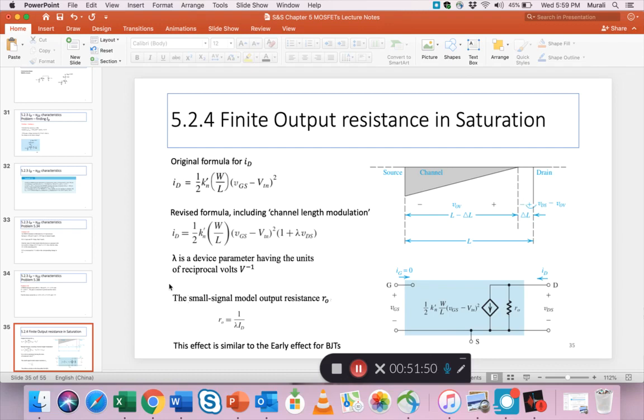Okay. So this effect is similar to the early effect for BJTs, and if you run into a problem where they say, okay, now do include the early effect or the channel length modulation, then they'll give you this lambda. I think this is the lambda. So they give you this lambda, and then you have to include that in solving the problem. Okay, but the physical explanation is like this. Okay, so I won't waste too much more time on that.